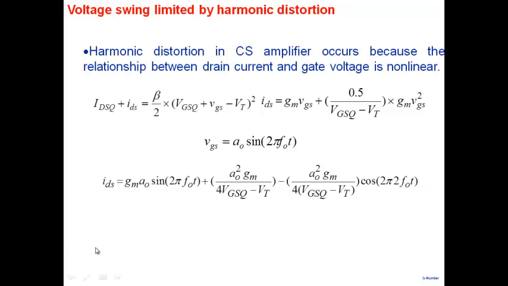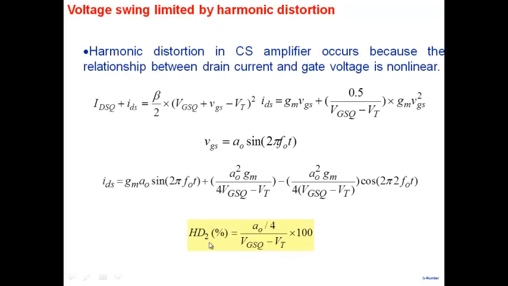So this is the component that I want, and this is the unwanted component that I get. And DC, of course, we can easily filter out using a capacitor here, so we won't bother with it. So second harmonic distortion, HD2 in percentage, would be this term divided by this particular term, simplified and expressed as a percentage. It comes out to be A naught by 4 (VGSQ minus VT).